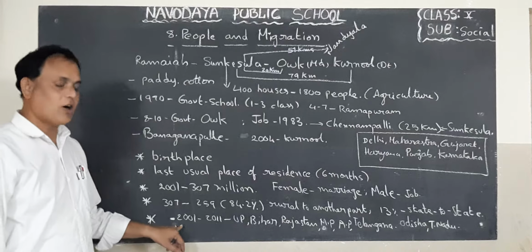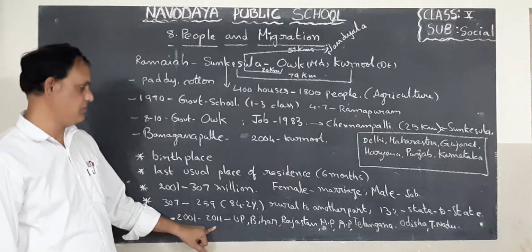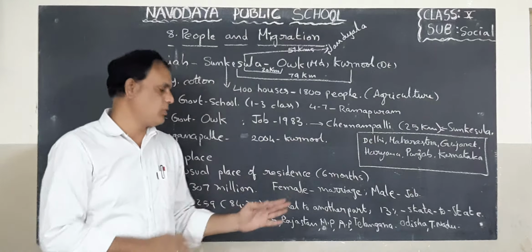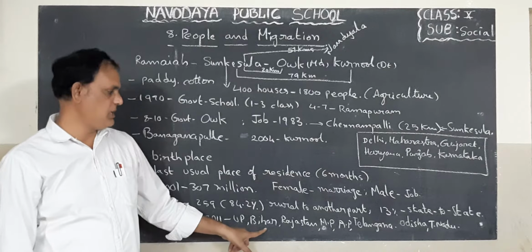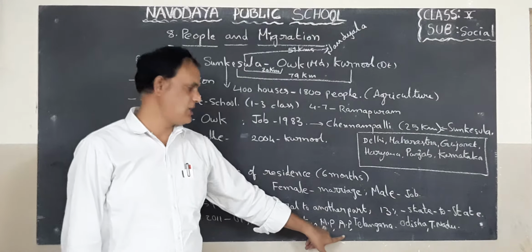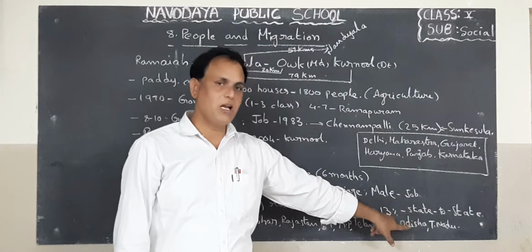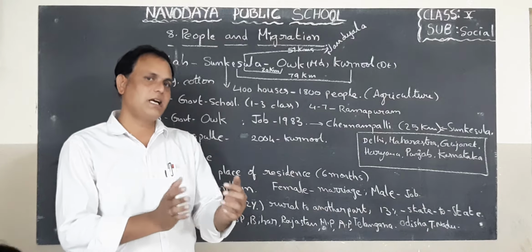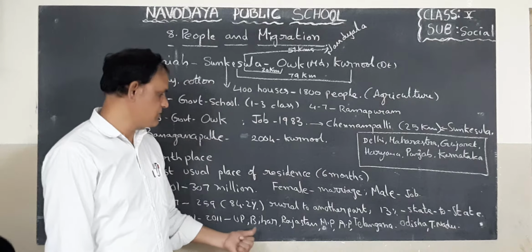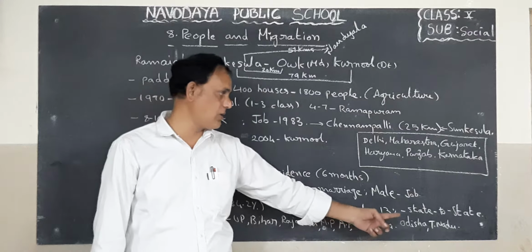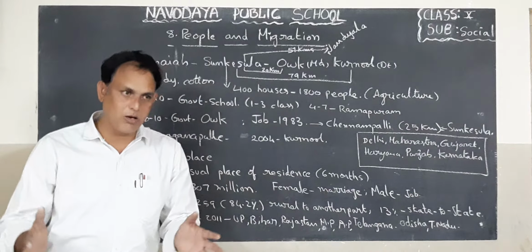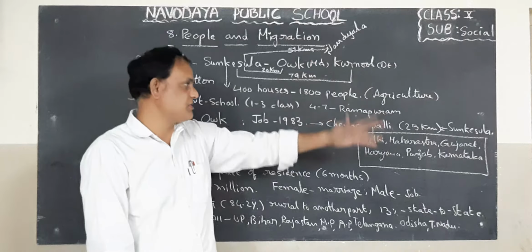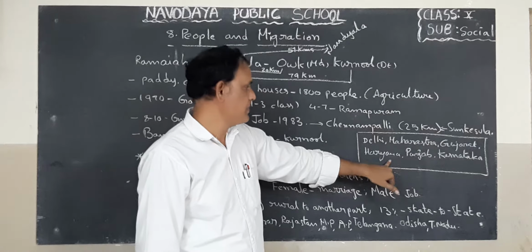Next, children, according to 2001 to 2011, that means a 10-year period, people mostly migrated from one state to other states. For example, I wrote here, look at Uttar Pradesh, Bihar, Rajasthan, Madhya Pradesh, Andhra Pradesh, Telangana, Odisha, Tamil Nadu, Chhattisgarh. People from all these states are migrating from their states to other states. What are those states? I already wrote them, look here in the box.